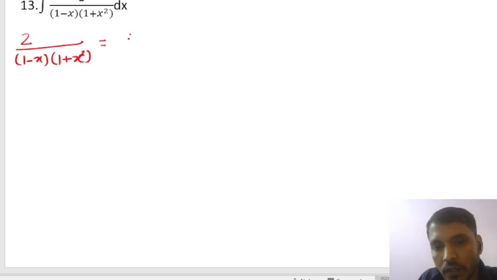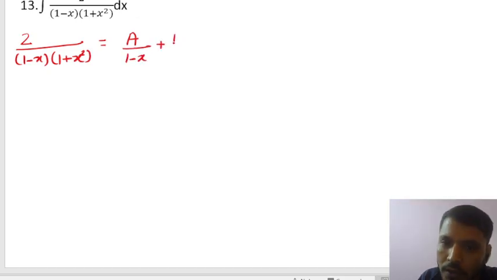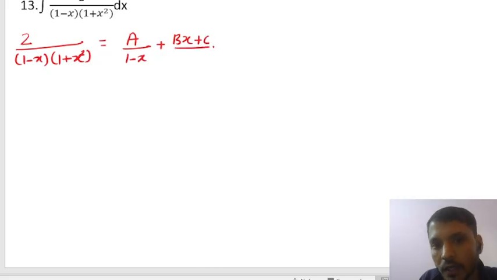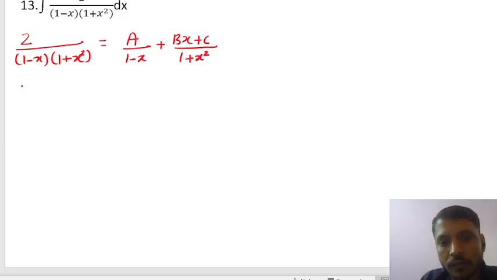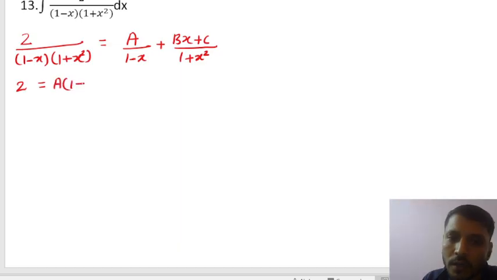This can be written as A divided by 1 minus x plus, since 1 plus x square is non-factorizable, it will become bx plus c divided by 1 plus x square. Right, now we are going to take the LCM on both sides, and at the same time I will cancel the denominator. I am writing only the numerator part, so 2 will be equal to A into 1 plus x square and here bx plus c will be multiplied with 1 minus x.